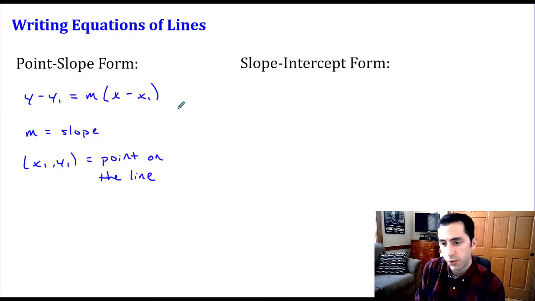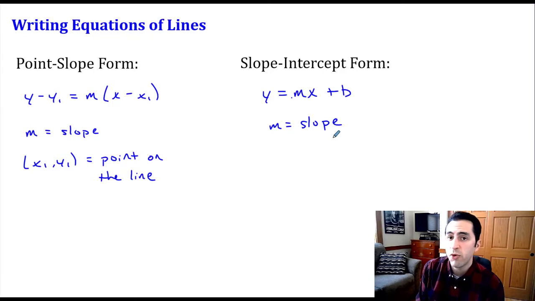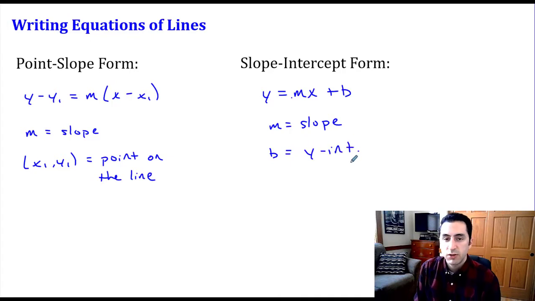Now, a similar form, but a little bit different, is slope-intercept. Slope-intercept looks like this. It is y is equal to m times x plus b. And in this case, m here, this is also the slope, but now the point is a little bit different. b is a very specific point on the line. It is the y-intercept. So b is the y value of the point where the line crosses the y-axis.